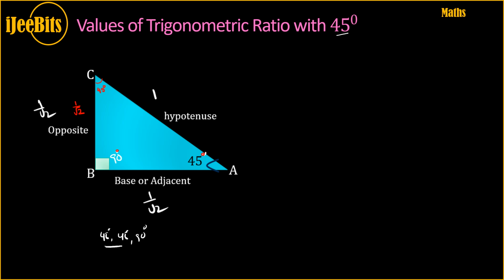In the last class we identified how to calculate the values of each side of this particular triangle, assuming we consider a unit circle for computing these values. For now you can remember the hypotenuse is 1, base is 1 by root 2, and the opposite is also 1 by root 2. Let's look at them one by one.